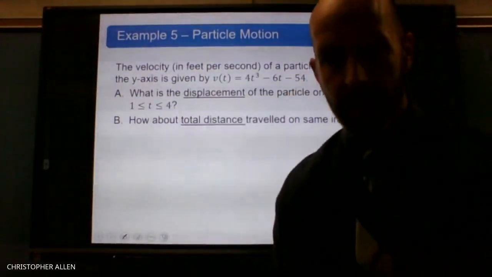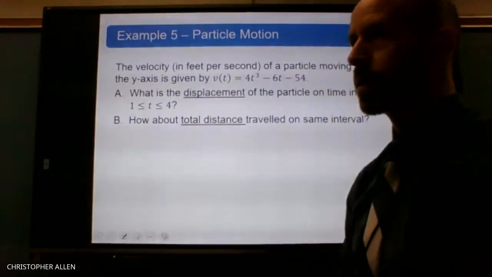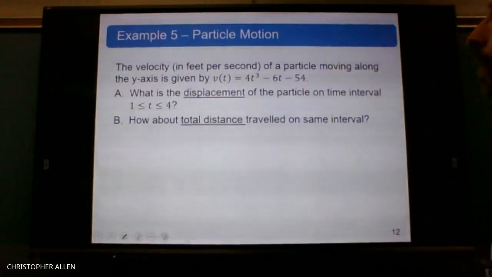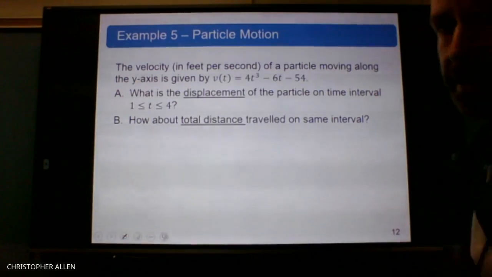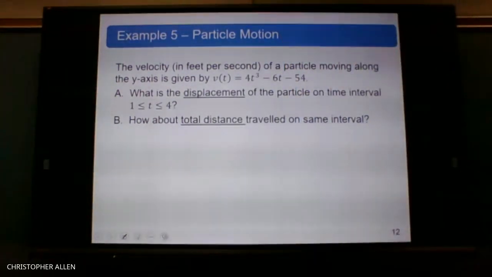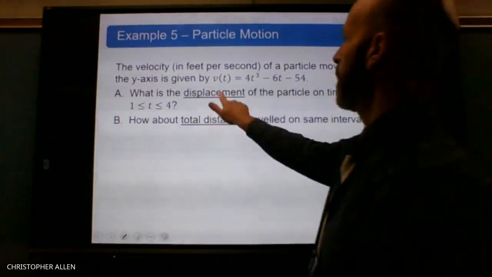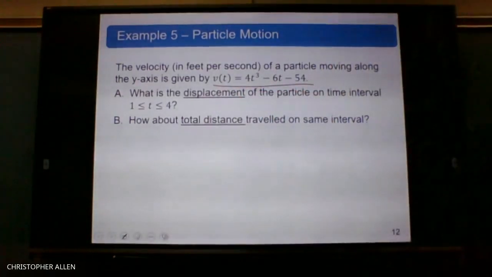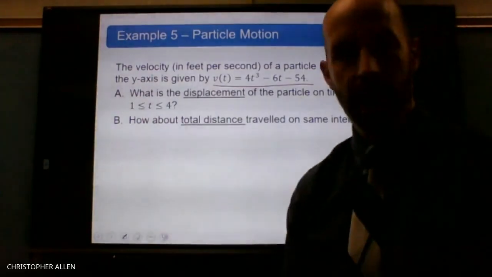Okay, anyways. So we're going to do some applied problems here, and this is going to involve that net change theorem. It says the velocity, by the way, that's the rate of change, that's what velocity is. The velocity of a particle moving along the y-axis is given by, and then I'm giving you the velocity function. It says, what is the displacement of the particle on the time interval 1 to 4? And then B says, what about the total distance traveled?